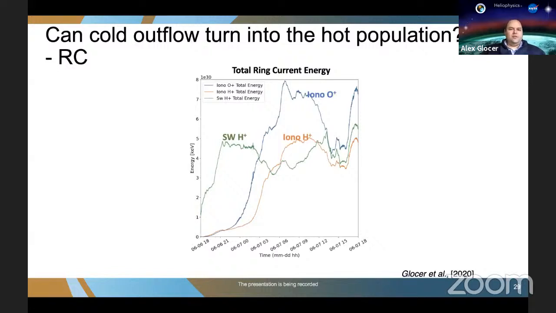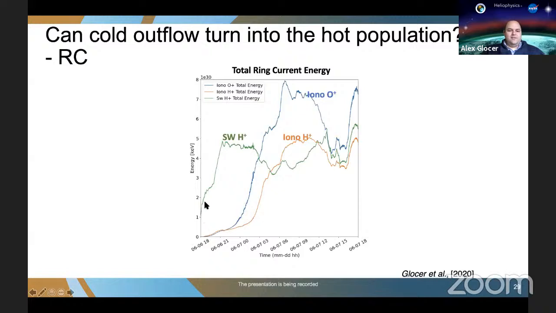Now, that's showing you that this cold population can turn into a hot plasma sheet population, but it can also contribute a lot to the very hot ring current population. To illustrate that, I took the output from the SIMI model that's providing the ring current representation, and I integrated the total energy content associated with each species. I summed up how much energy is contributed by solar wind protons in the ring current, how much by ionospheric protons, and how much by ionospheric oxygen. Then I tracked that value over the course of the event.